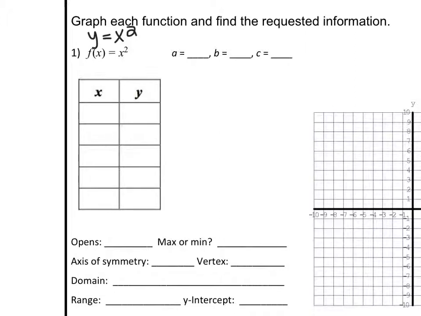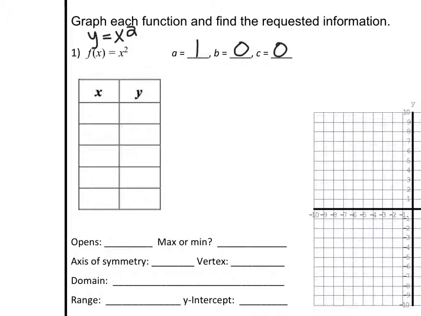Okay, guys, what is a? What number is in front of x squared? 1. What is b? 0. What's c? 0. Where do you guys see the 3? It's right next to where it says 1. Oh, f of x, same thing as y equals x squared.